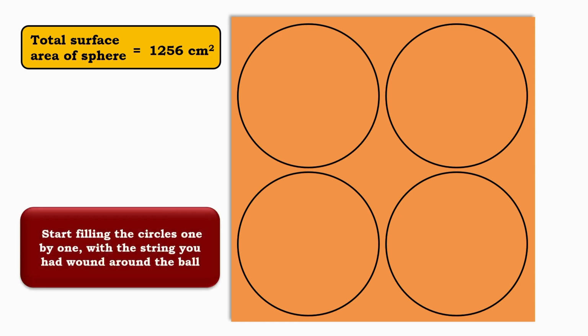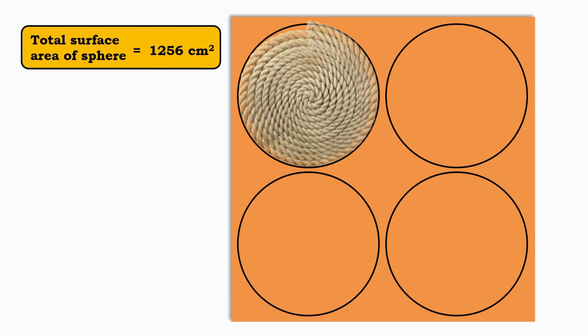So each of radius 10. Now start filling the circles one by one with the string you had wound around the ball. So now let us fill the circle with the string. So the length of the string used in winding is equal to pi r square, because that is the total area of the circle.